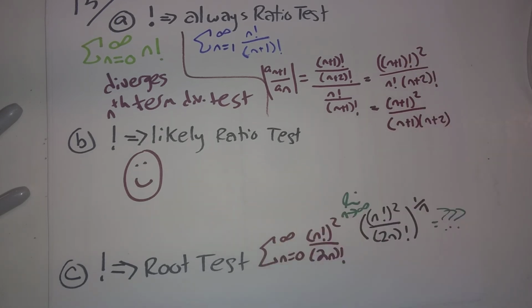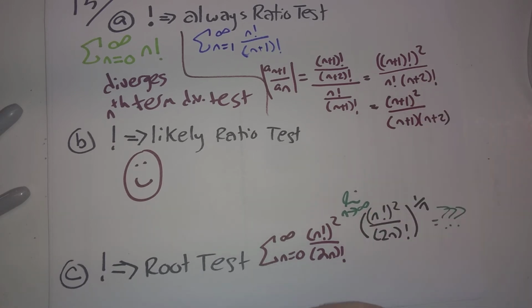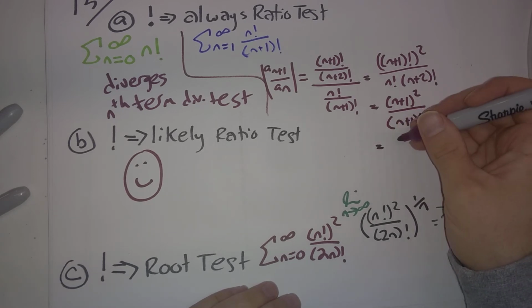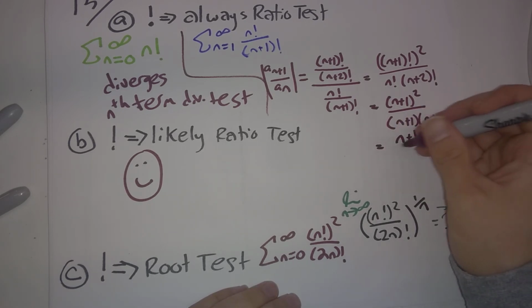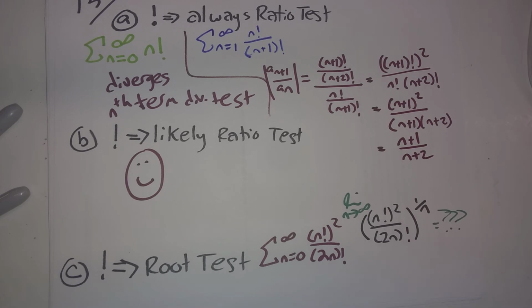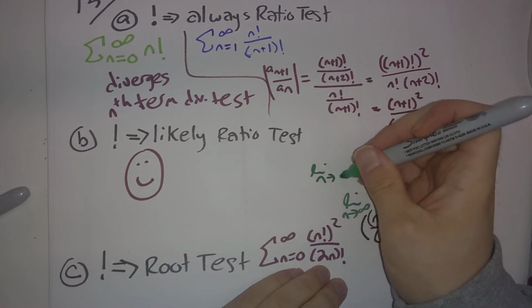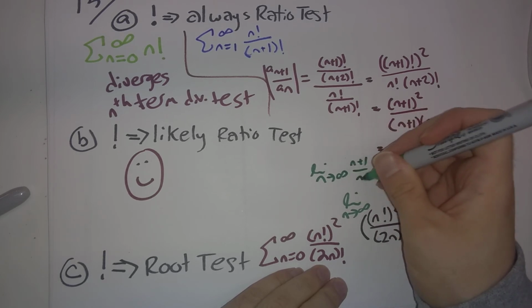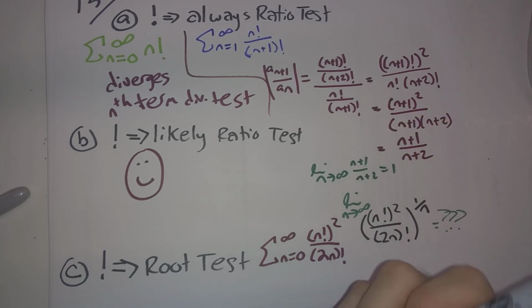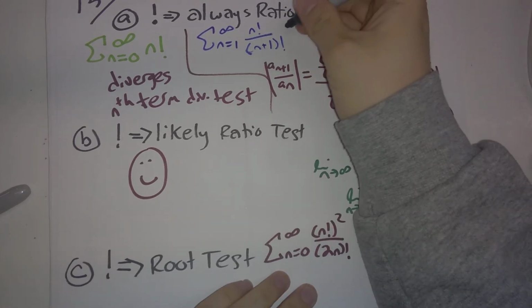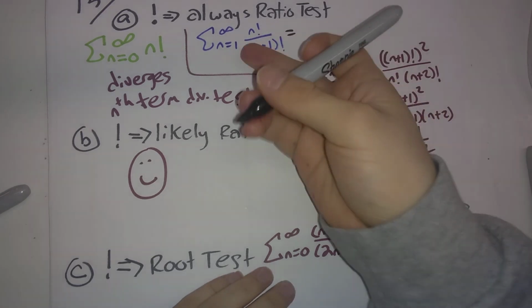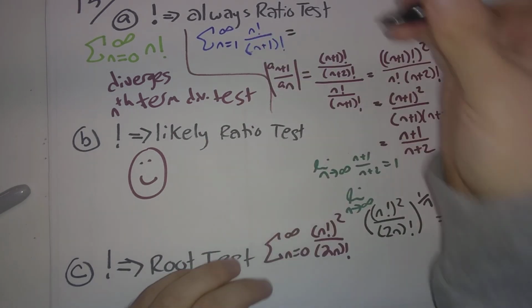After rewriting, for instance, n plus 1 factorial as n plus 1 times n factorial, and n plus 2 factorial as n plus 2 times n plus 1 times n factorial, this is n plus 1 divided by n plus 2. And the limit as n goes to infinity of n plus 1 over n plus 2 is equal to 1, so the ratio test is inconclusive.